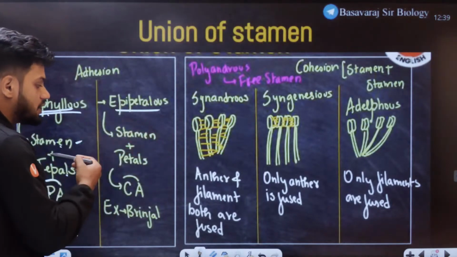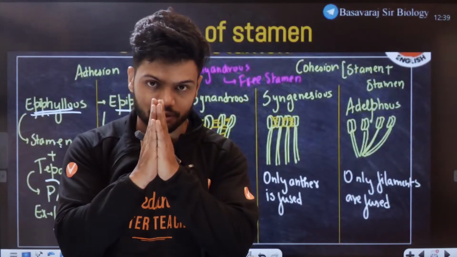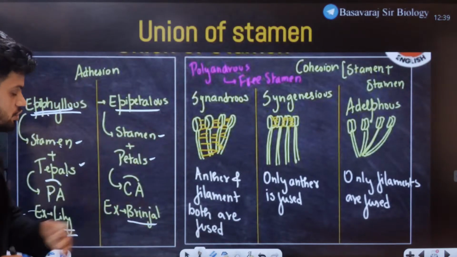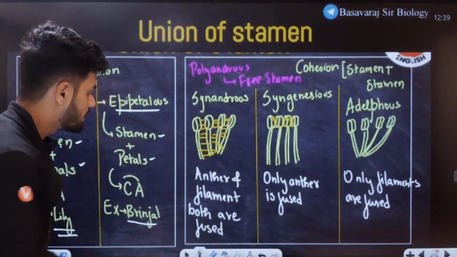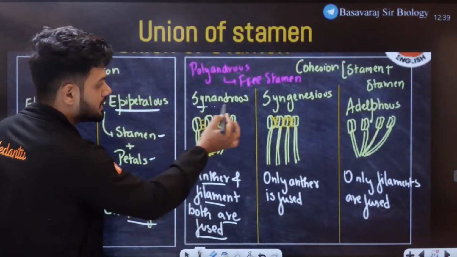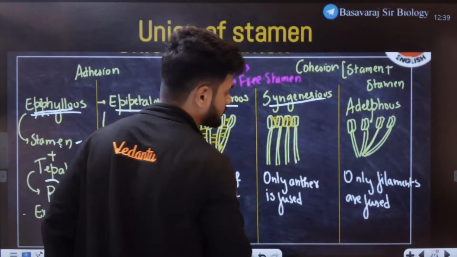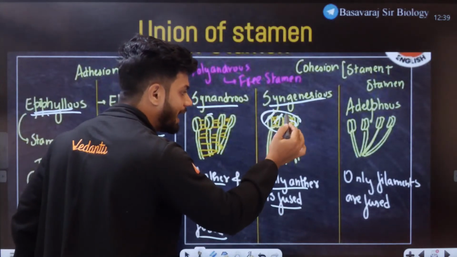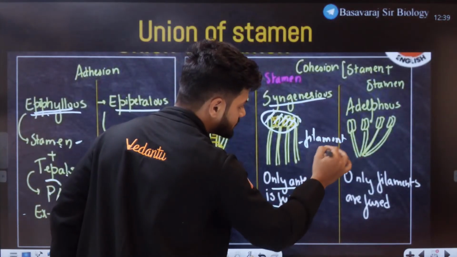What is epipetalous condition? Stamen plus petal, they are fused together. That is called as epipetalous condition. Example is brinjal. What is synandrous condition? In the case of synandrous condition, anther and filament both are fused completely. What about syngenesious condition? In syngenesious condition, only anther is fused. Filament is free here.